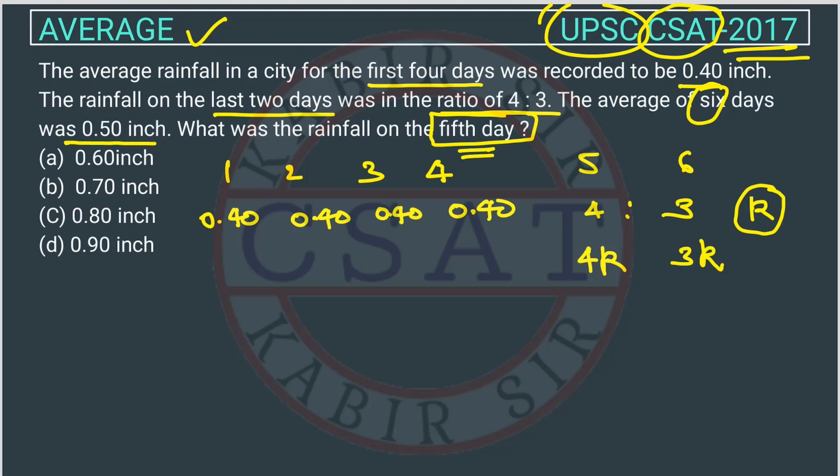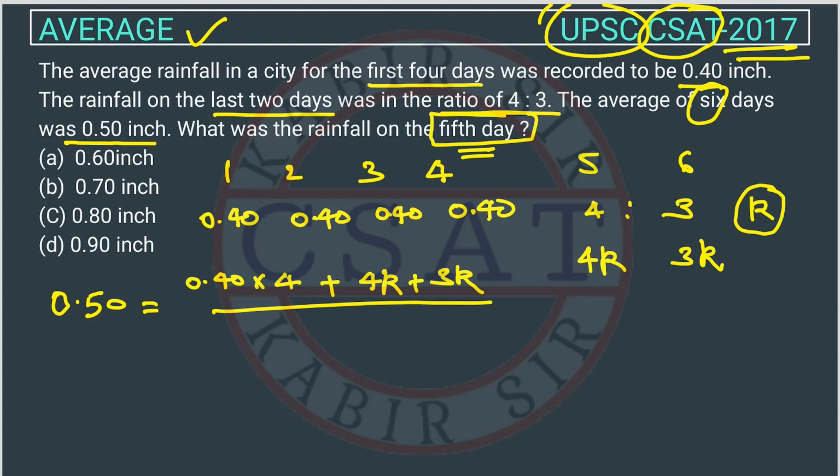We have to just make the equation. The average of 6 days is given, 0.50, right? So all these 4 days, so this will be 0.40 plus 0.40 plus 0.40 plus 0.40, or I can write directly multiply by 4, plus 4k plus 3k upon how many days? 6 days, right?